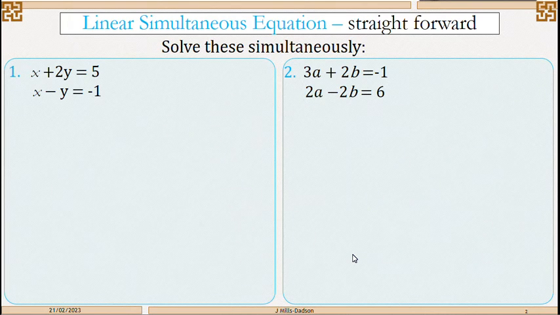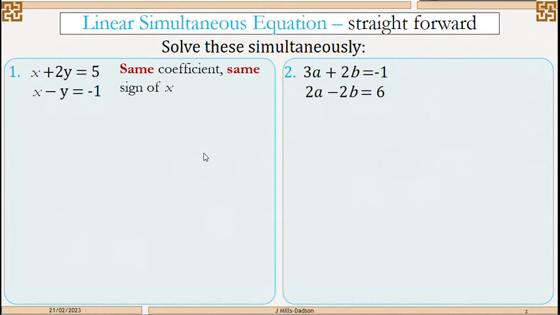So we have these two sets of simultaneous equations. Now these are straightforward, which means you don't have to make any changes. You can solve them straight away. In doing that, the first thing is to make sure that the coefficient of one of the variables is the same, the absolute coefficient. If we check, the coefficient of x is +1 and +1, the coefficient of y is +2 and -1. So the rule is to make sure that one of the variables has the same absolute coefficient. And because they have 1 for x, we can start eliminating x.